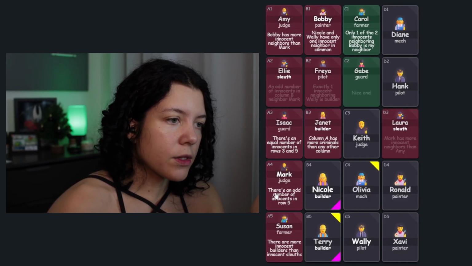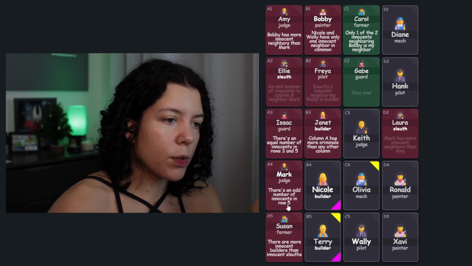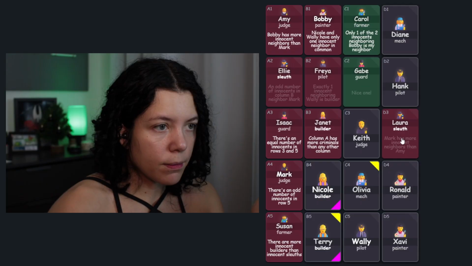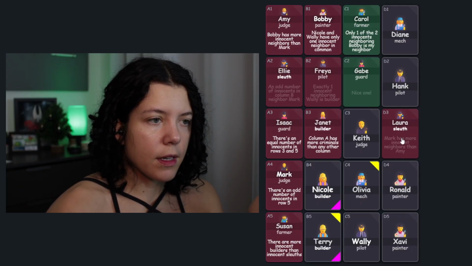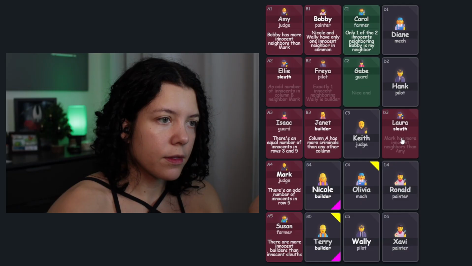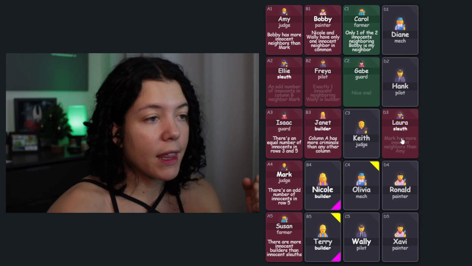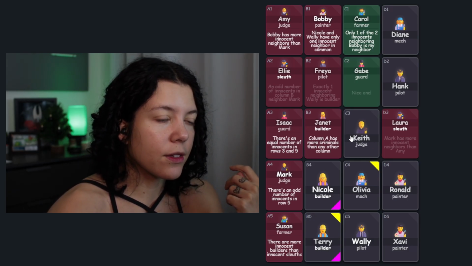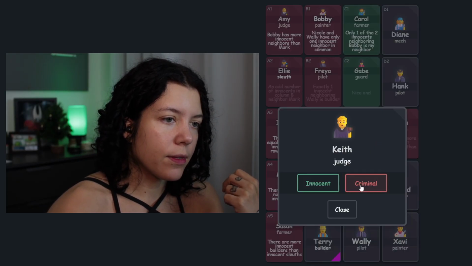And now Mark tells us there's an odd number of innocents in row 5. So there could be only one innocent, because row 3 has 3. Is 0 an even number? I think so, because it comes before 1. I don't know enough about math to say that. But we know for sure now that Keith is going to be an innocent since there's one innocent in row 5.